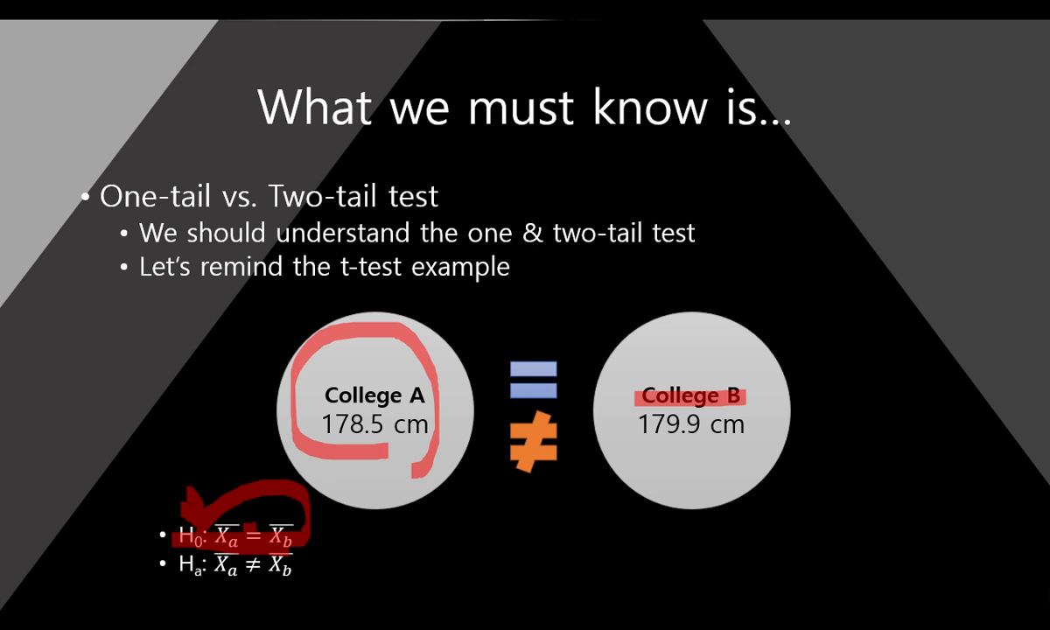And in this case, we can apply this kind of alternative hypothesis: X̄A is not equal to X̄B. Okay? This is a two-tail test. However, I will let you know what the difference is between the one-tail and two-tail test.